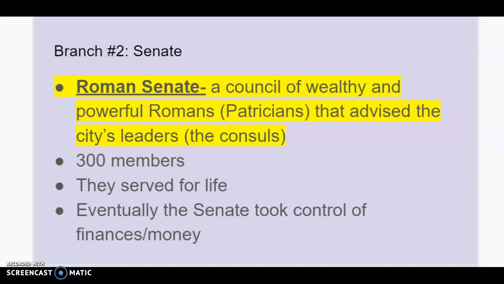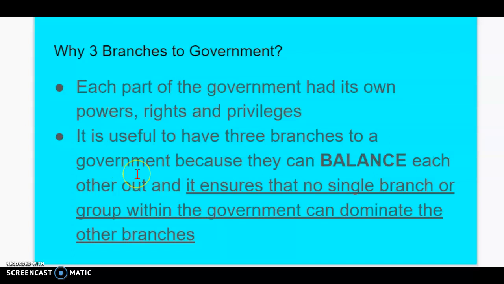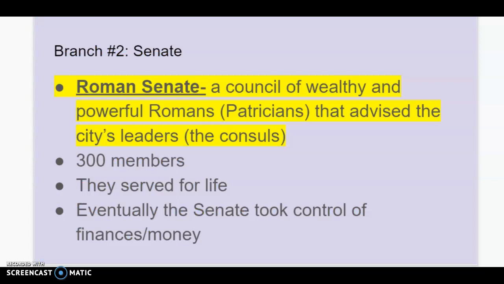So two of these three branches of government are going to be made up and dominated entirely by the upper-class patricians. The Senate includes 300 members. It's a large number. Oftentimes it was always older men. They had 300 members because it reflected all of the people that were land-owning nobility. They ended up serving for life.